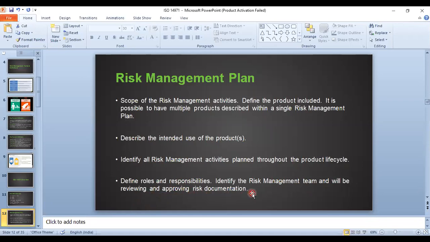the risk documentation. See, after documenting, there will be a risk management team. There is one team in regulatory, called the risk management team. What can the team do? The team clearly evaluates and reviews the documented possibility of risks.